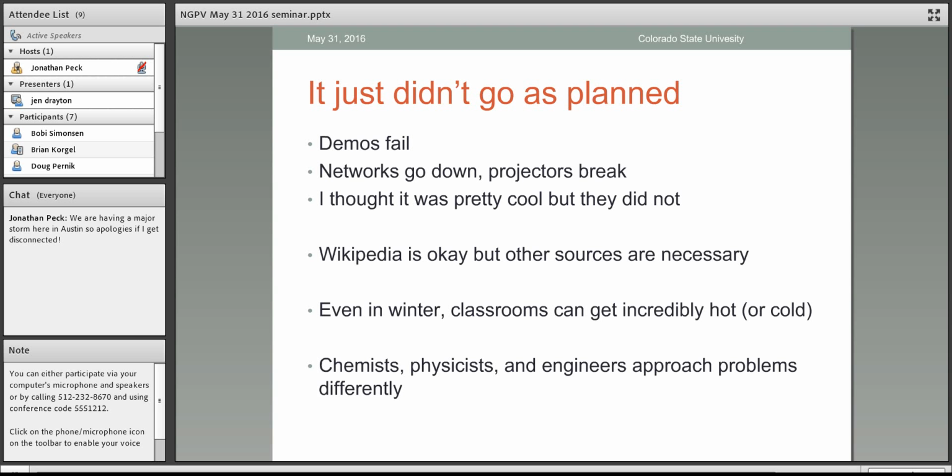When it comes to demos and things, sometimes things just go terribly, terribly wrong when you're doing a demo in a class. Sometimes the lecture didn't go as planned. Sometimes the network would go down. The projector broke one day, and I had to just write everything on the whiteboard. There were things that I thought were going to be really cool and interesting that they did not think were interesting at all. And when we came to the project part, I had to insist that they go outside of Wikipedia. They wanted to all use Wikipedia, and I said, no, you have to find other qualified sources.